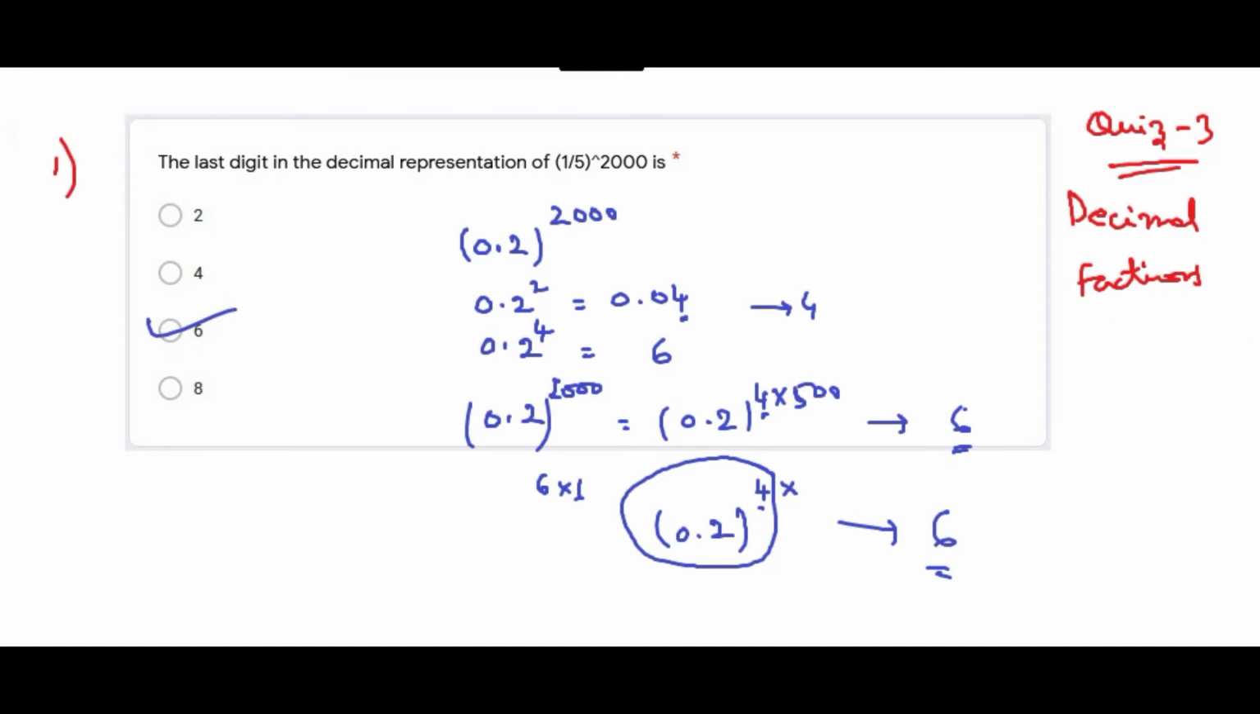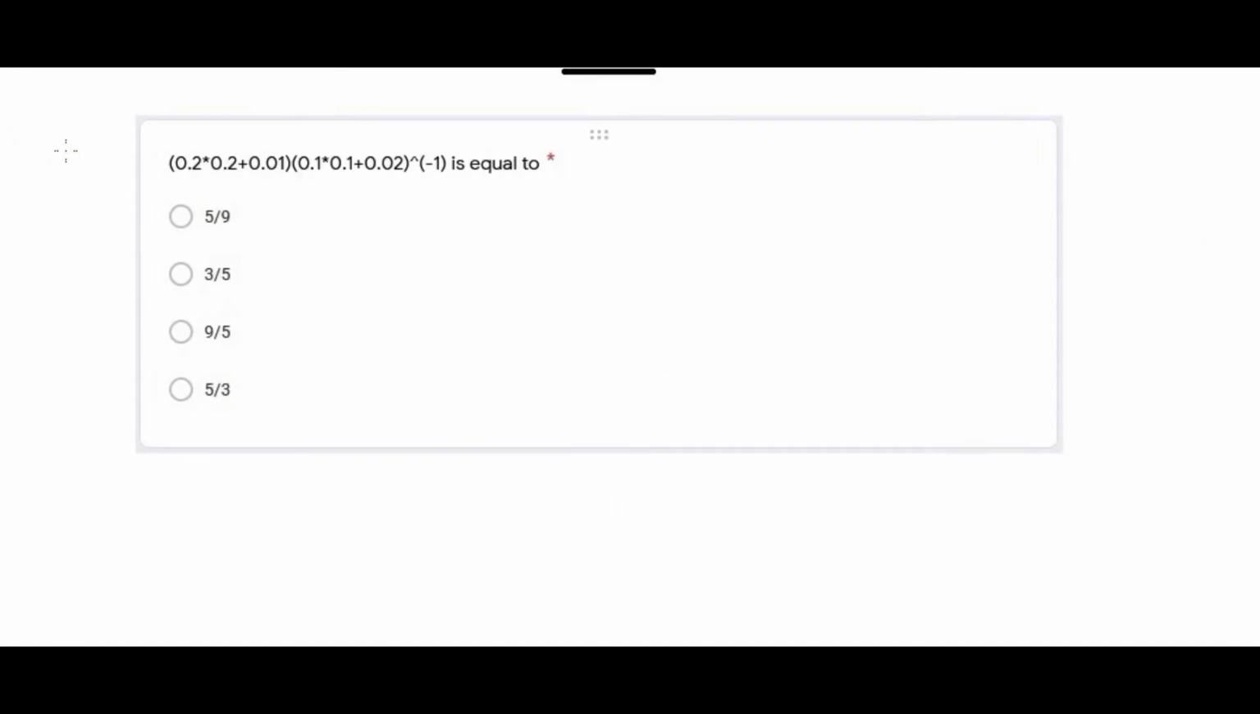Next question. So this is the second question. 0.2 into 0.2 will be 0.04 plus 0.01 gives 0.05, into 0.1 into 0.1 is 0.01 plus 0.02. So that will be 0.03.